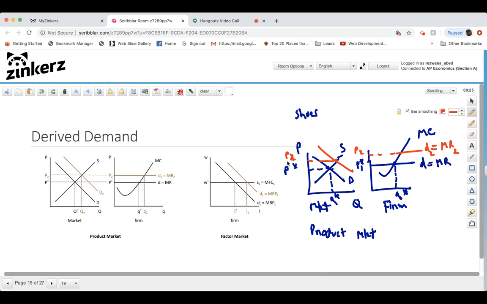Okay, so it's at P2, and it's the same for the farm, which now has to accept the new price as given. And then we see that the demand curve facing the individual farms has also shifted, and therefore we have a new marginal revenue. So why does that matter? This is what's happening in the product market. So why does any of this matter, or how does it translate in the factor market?